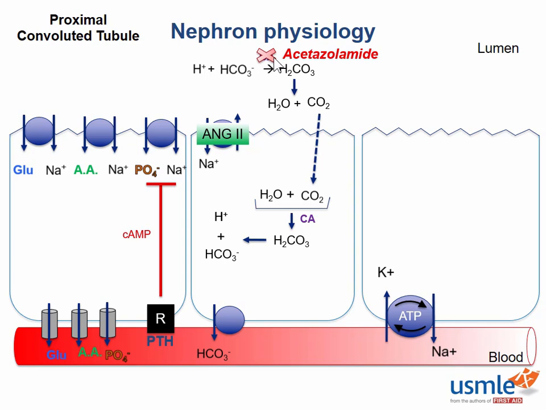Now we have talked about solute absorption, but we have not talked about water absorption. How is water reabsorbed in this part of the nephron? Well, the answer is isotonically, meaning with no associated change in osmolality. Water here passively follows the reabsorbed solutes by moving between cells in a paracellular fashion.